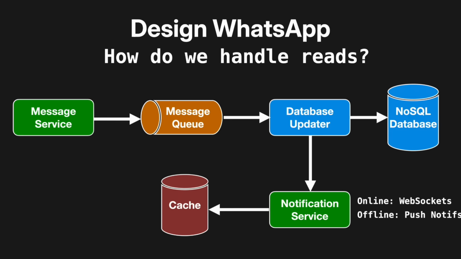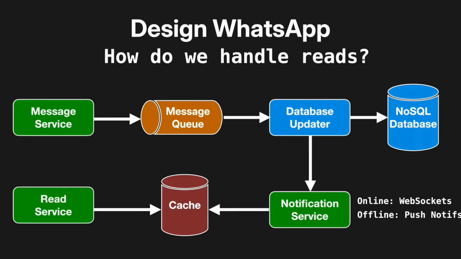Lastly, how will we handle retrieving messages? For reads, we can again use the read service model from our previous template. When a user opens a chat, we'll first check a cache for recently sent or received messages. If the message is in the cache, it is returned instantly, ensuring low latency reads. If it's not in the cache, we can query the database and update the cache for future requests.